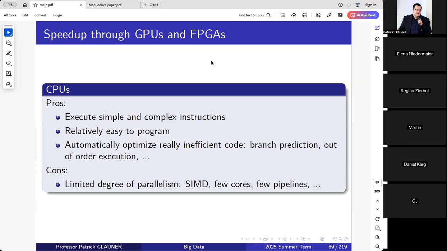But a CPU also has limitations. We have a very limited degree of parallelism. We have a bit of parallelism, for example SIMD. SIMD stands for single instruction, multiple data. So we apply the same instruction on a whole array of data at the same time. We have a few cores, and in the cores, we have pipelines. So with pipelines, we can get a little bit of parallelism, but overall, parallelism is limited. So this is the setting of a CPU.